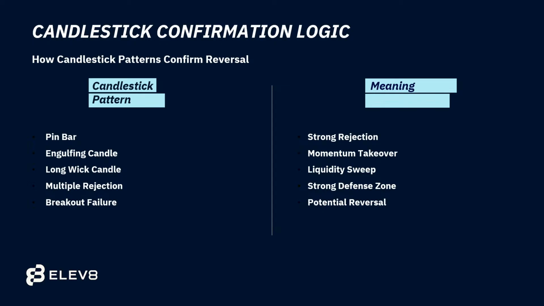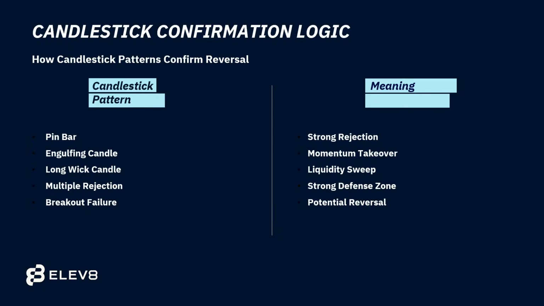Okay, this is how we actually confirm reversals. This is where many traders make mistakes because they treat patterns like instant entry signals. But confirmation is deeper than that. For example, pin bars. A pin bar basically shows rejection. All of us know that. The market tried to continue but failed aggressively, and that's information.